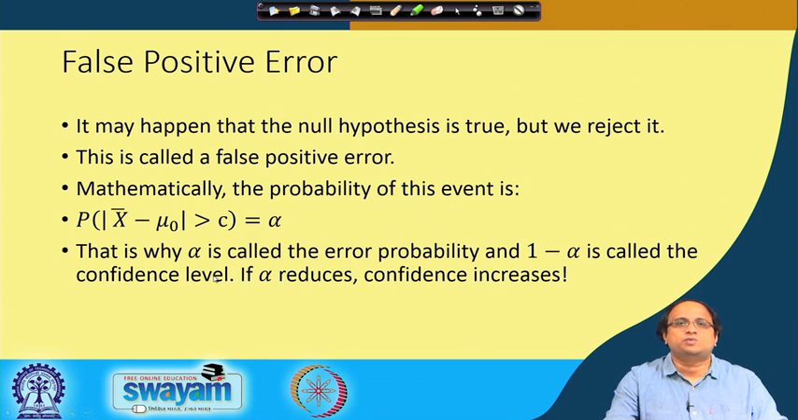So, that is why alpha is called the error probability, and what we often want is to reduce this error probability. If we do that, then 1 minus alpha will increase, and therefore, the confidence will increase, and that is intuitive. That is why you are reducing error and you are increasing your confidence of estimate, and that is understood. So, therefore, if alpha reduces, then confidence increases.